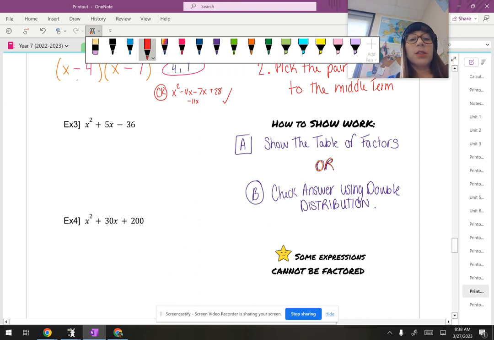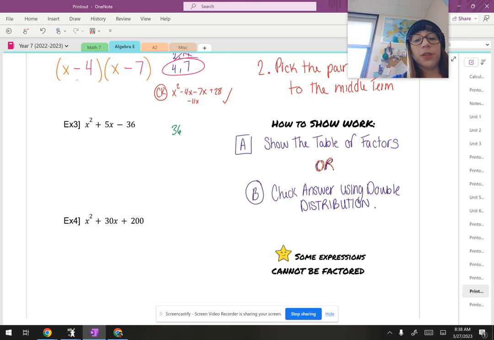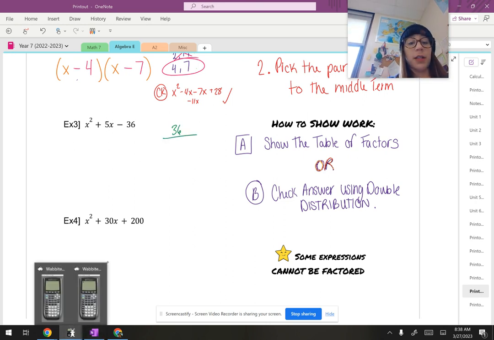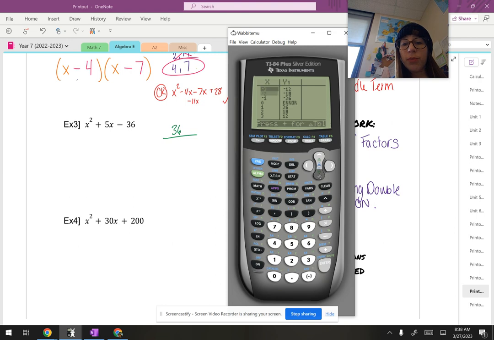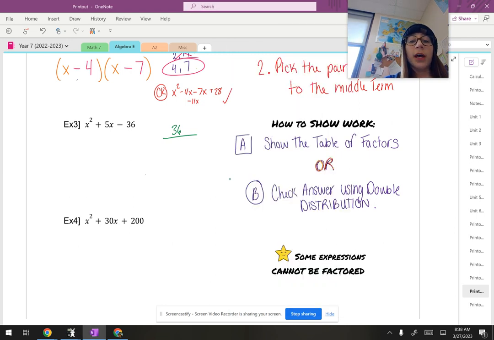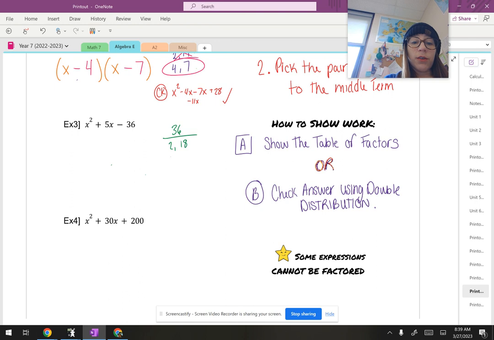All right, so jumping into the next example here, our factors that we're looking for are for 36, since that's my constant, that's my last number there. So to my calculator, y equals 36 divided by x. And I know most of us can probably figure these factors out without using the factor table, but the factor table, again, prevents you from making mistakes. So 2 and 18, 3 and 12, 4 and 9.